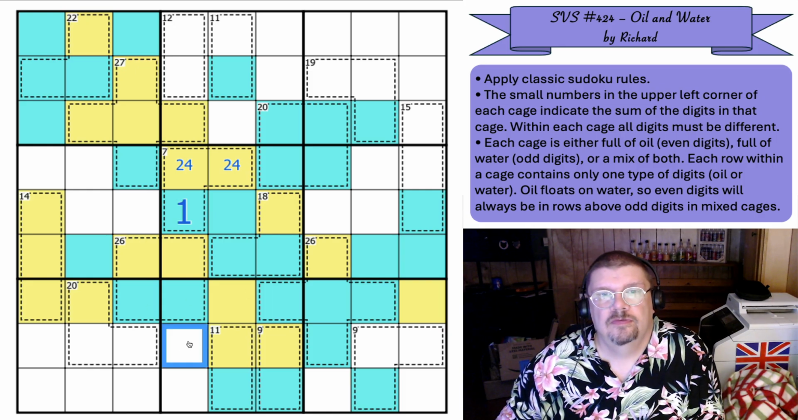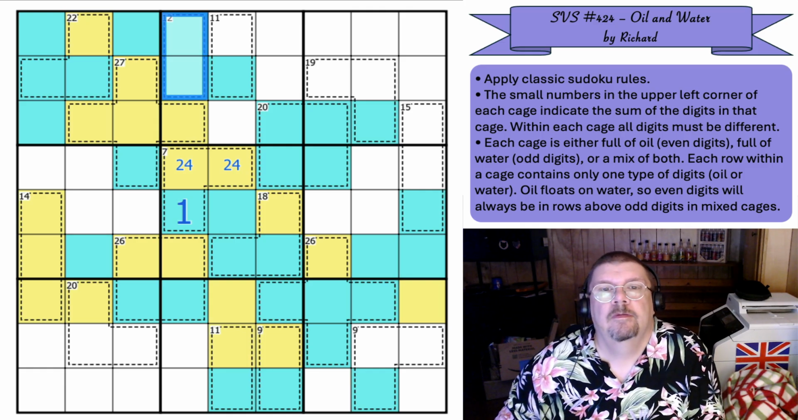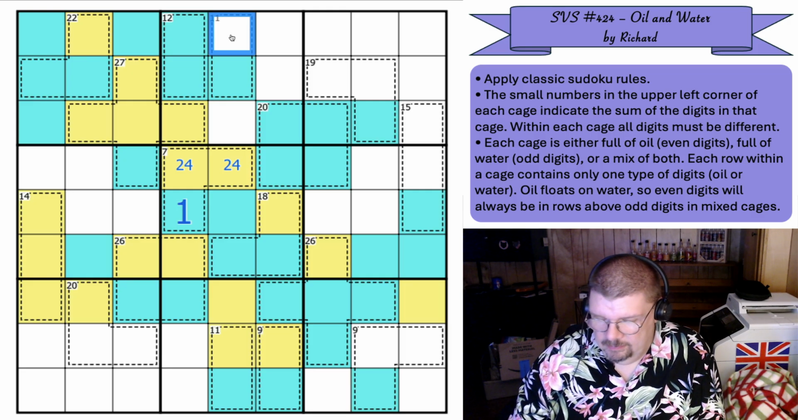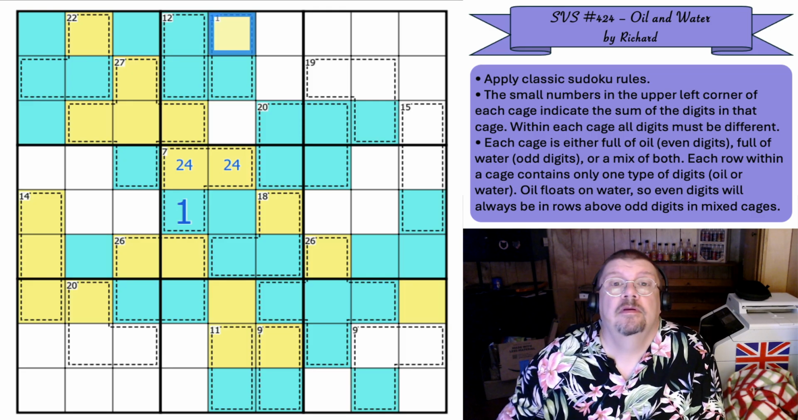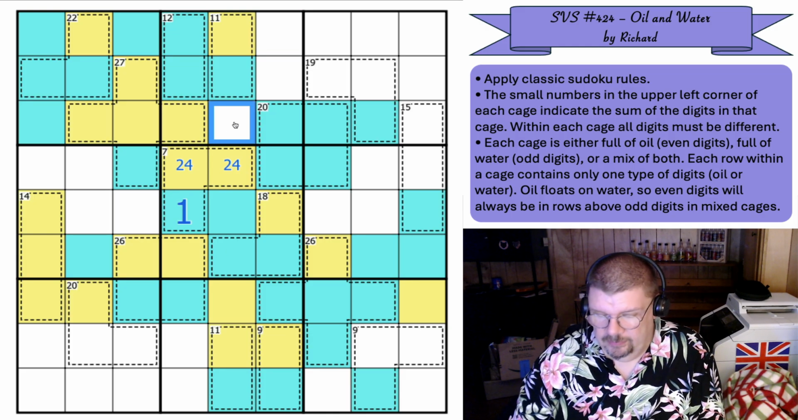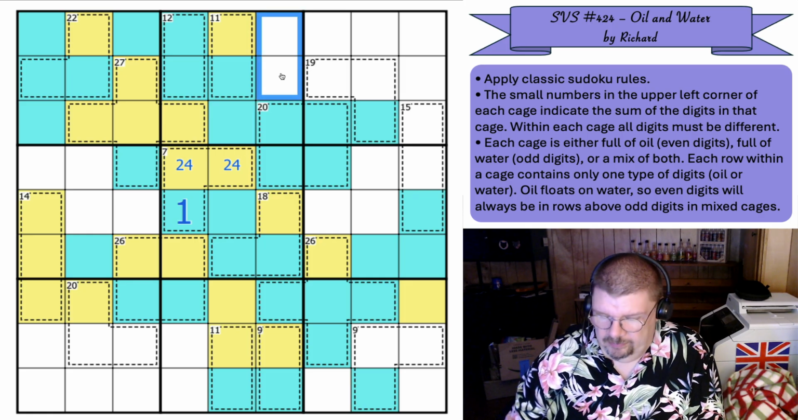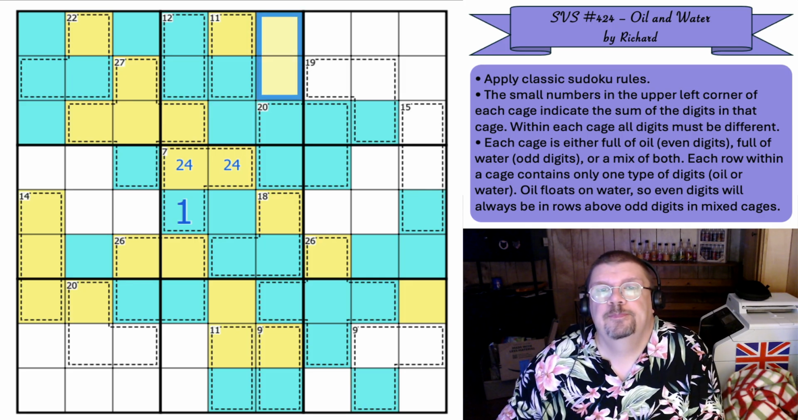Okay, in this box, one of these is even and one of them is odd. That, no matter what, uses up the last even digit in this column, so those two must be odd. That's odd, this must be even. That's the last even in the column, so this is odd. I need 2 more evens for the box, so that's those two.